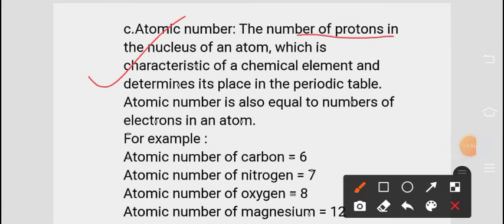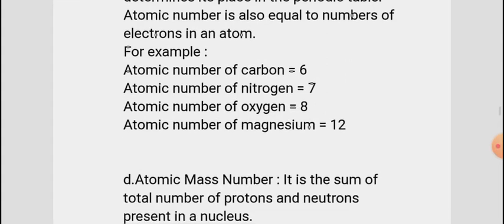Next definition is for atomic number. The number of protons in the nucleus of an atom, which is characteristic of a chemical element, determines its place in the periodic table. Atomic number is also equal to the number of electrons in an atom. Here is the example for the same.